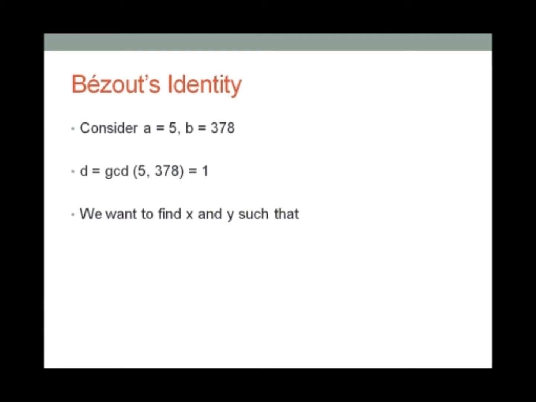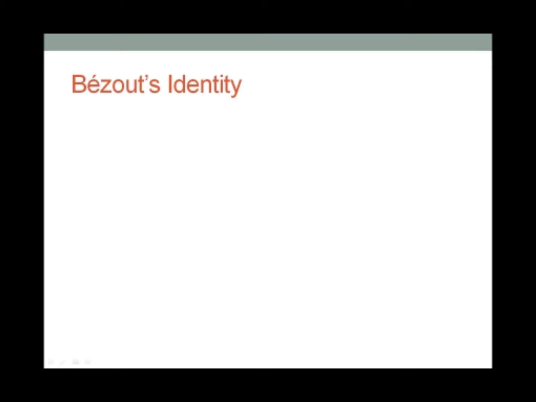For example, let a equal 5 and b equal 378. Then d equals 1 because 5 and 378 are coprime. By Bezout identity, there exist x and y such that 5x plus 378y equals 1. We now try to find x and y. The original equation is equivalent to the following.